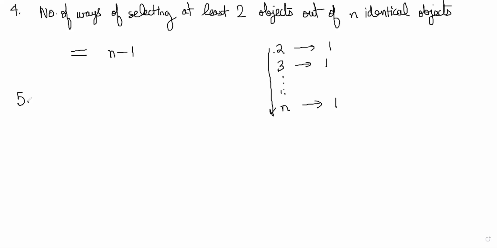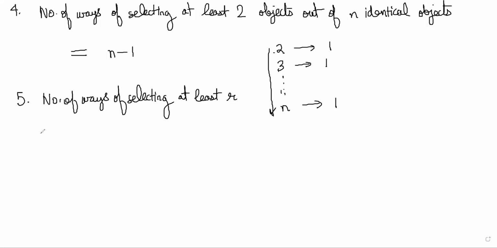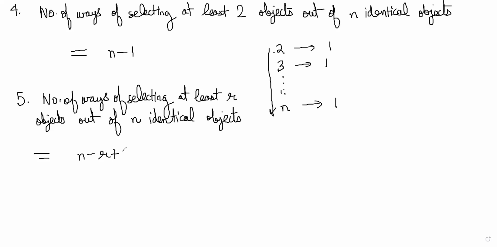So the number of ways of selecting at least r objects out of n identical objects comes out to be basically n minus r plus 1. Try to think about it. This should be understandable. Correct. Okay. Aditya, you are understanding, right? Yeah.